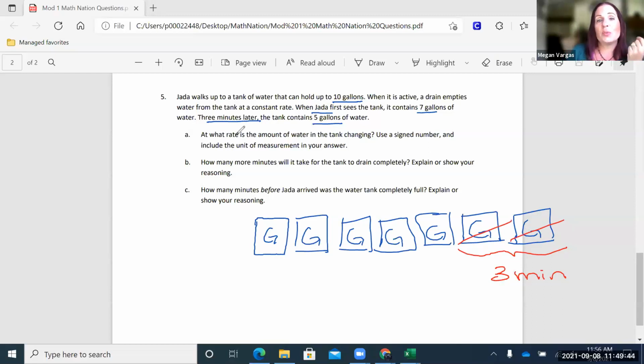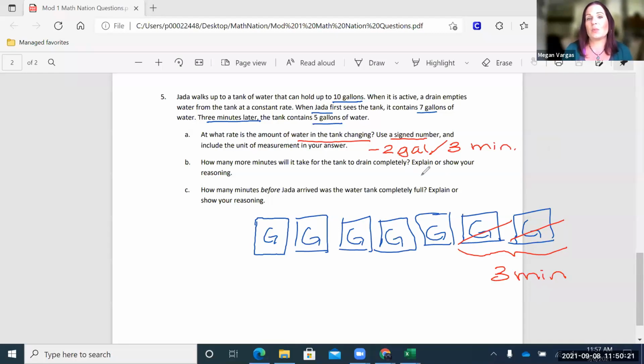It says, what's the rate that the water in the tank is changing? It doesn't say unit rate. You guys don't have to make this a complicated problem. An example of a rate would be that it's emptying 2 gallons every 3 minutes, right? That's what's happening. So using a signed number, I could say that it's going down 2 gallons, right? Negative 2 gallons every 3 minutes. That's a rate, right? It's decreasing by 2 gallons every 3 minutes.